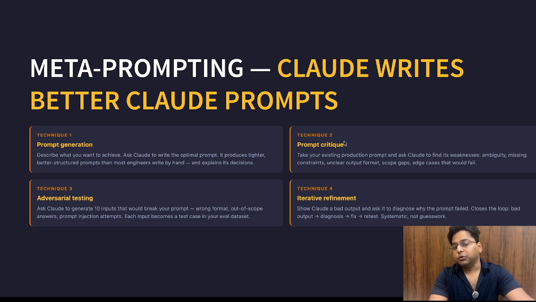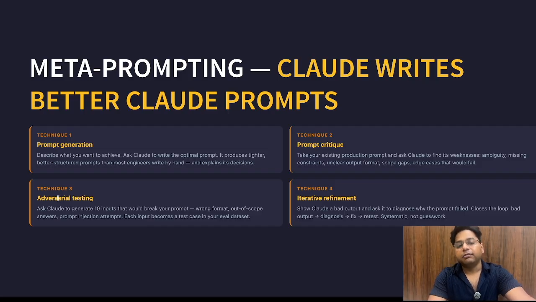Then comes technique 2. This is where Claude plays a prompt critic role. So, we tell Claude that we have this prompt, this is generating production output, and ask it to find its weaknesses, and then, depending on what it writes, we improve the prompt.